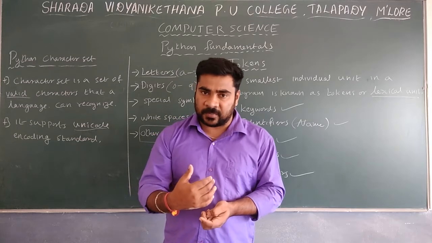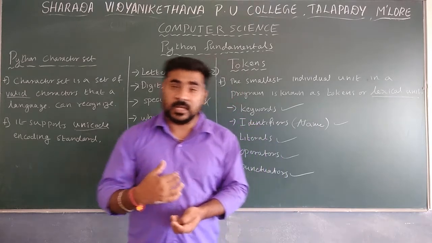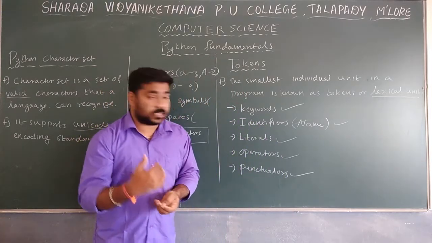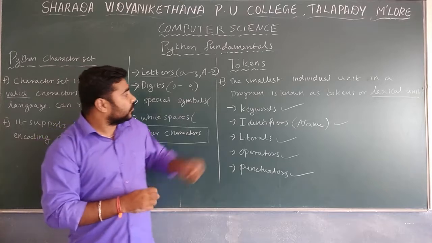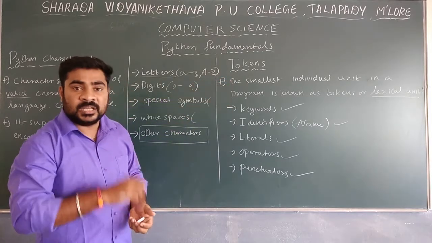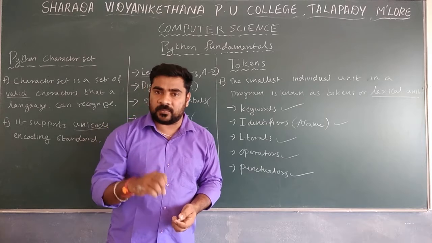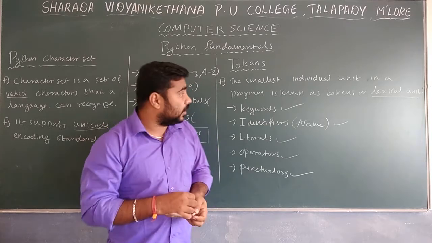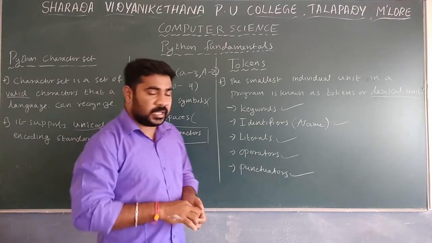So these are the different punctuators. That is also known as Python tokens. Here, a Python token means an individual unit in a program. It's the smallest individual unit in a program that can be executed independently, and is also known as a lexical unit.